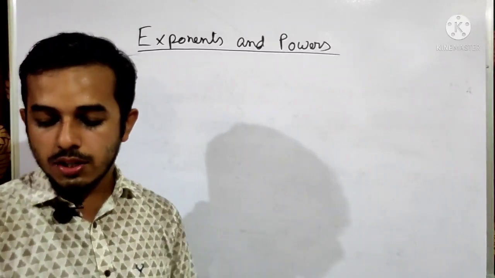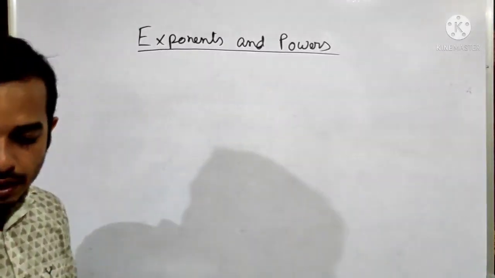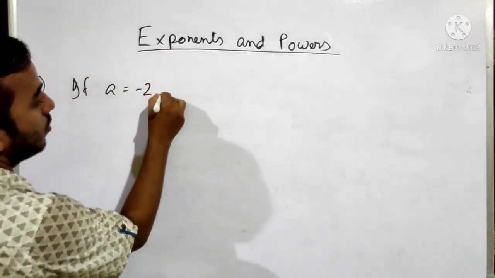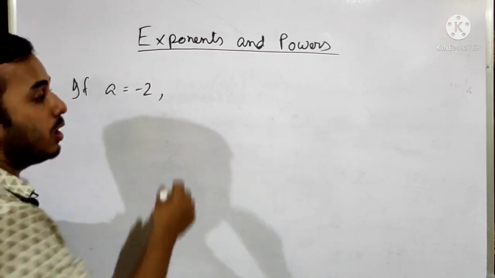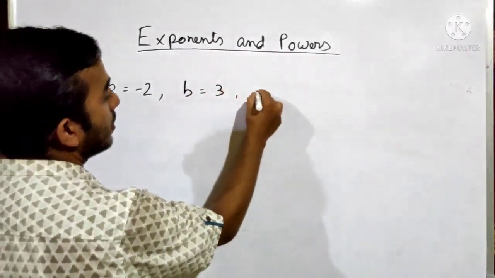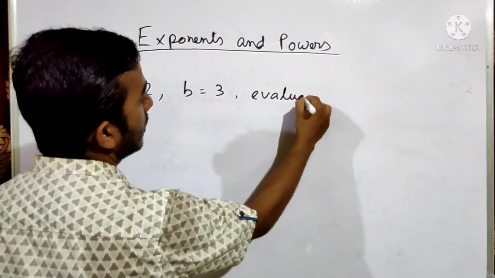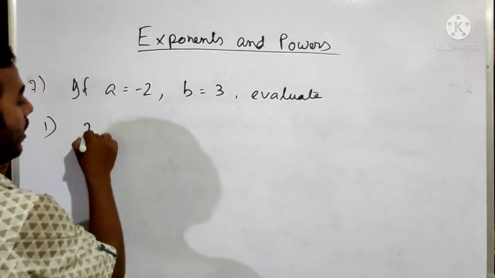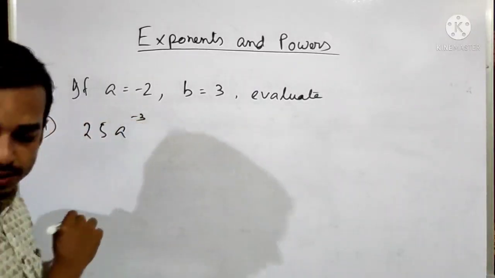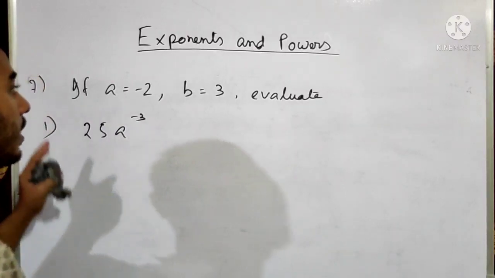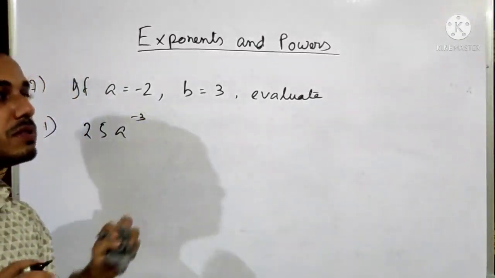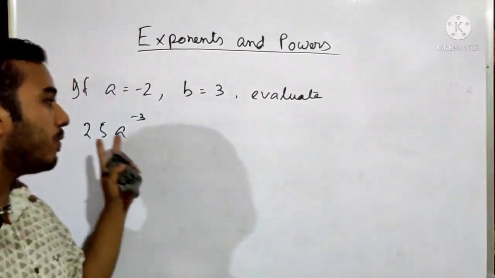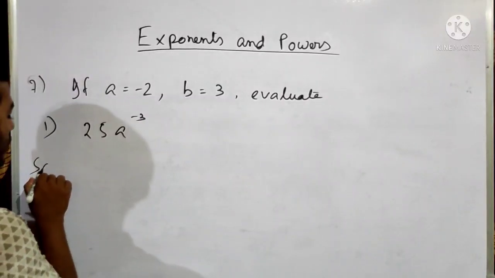So next, example 7, question number 7: if a equals -2, b equals 3, evaluate number 1, that is 25a to the power -3, isn't it? Here what is given? The value of the variables is given. Now using that value we have to evaluate, that is, we have to find out the value. Okay, so let's write your solution.